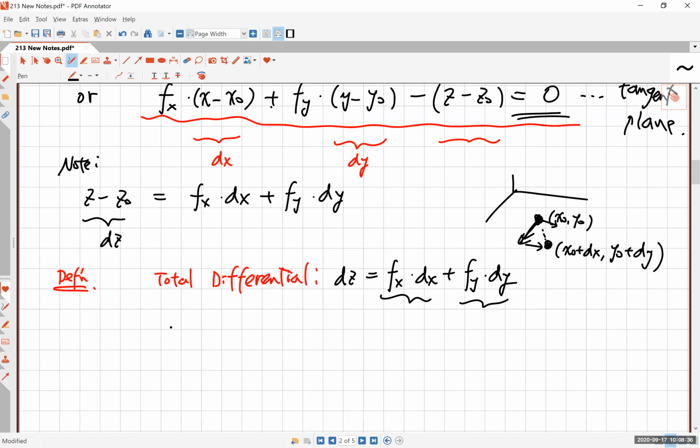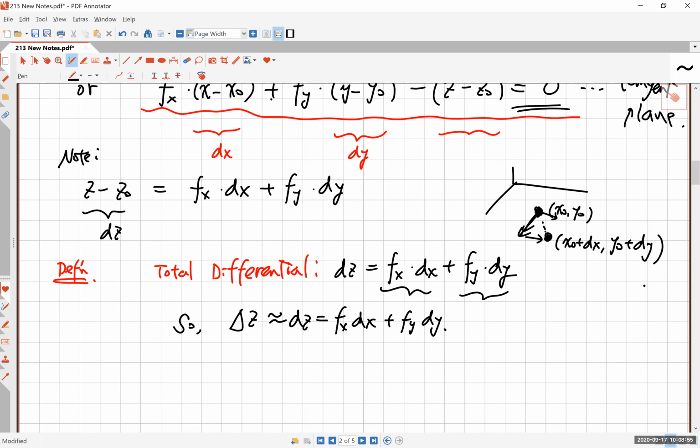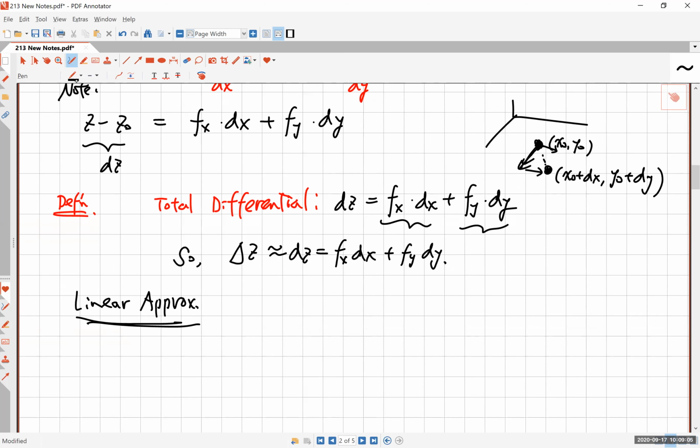All right. So what can you say about this? Delta z can be approximated by dz, which is exactly what this is, fy dy. In other words, linear approximation. Okay, so here's the linear approximation method, and the formula is also true.